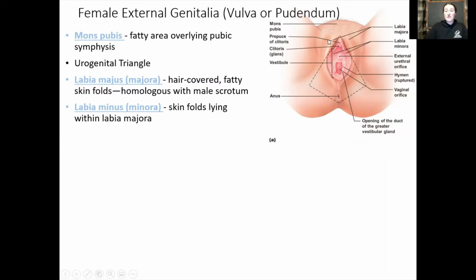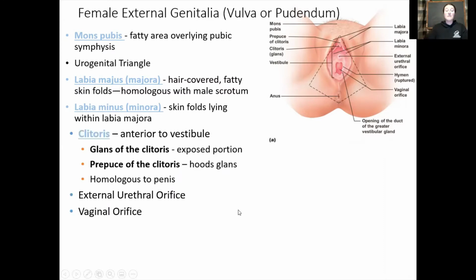The labia majus or majora are the more superficial structures and covered with hair. The labia minus or minora are immediately bordering the urethral orifice, vaginal orifice, and the clitoris here. The clitoris itself is anterior to what is called the vestibule, right? So the urethral and vaginal orifices.